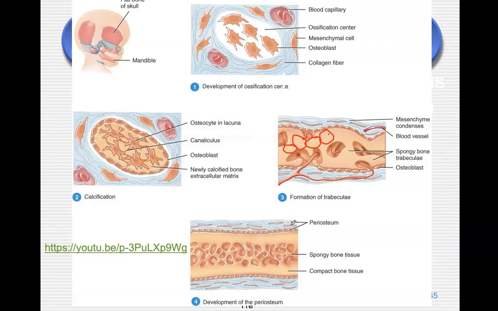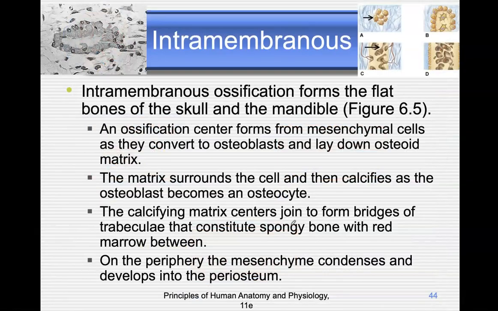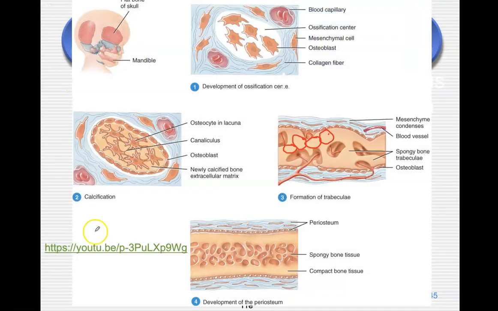So that is what is going to end up forming those nice flat bones of the skull with that sandwich effect. So again, that last step where this ends up, that spongy bone becomes compact bone just on the periphery there, forms that sandwich effect that we talked about.